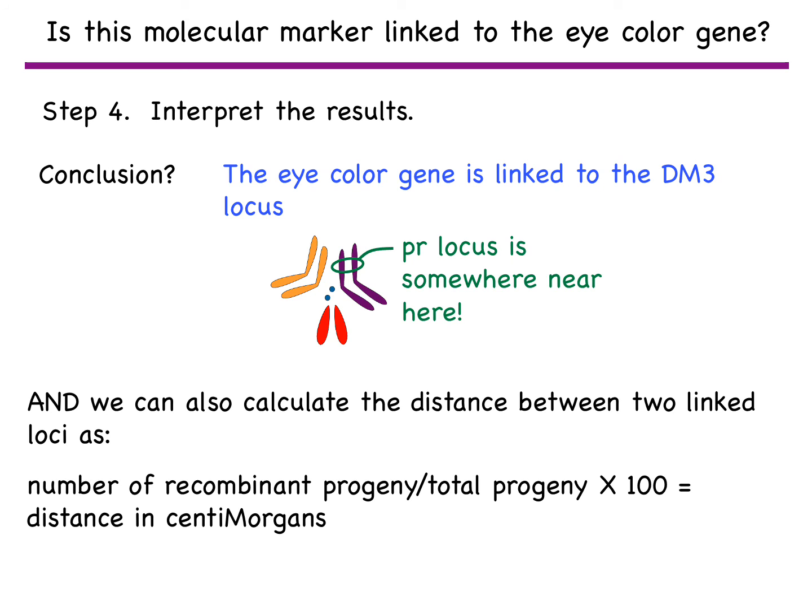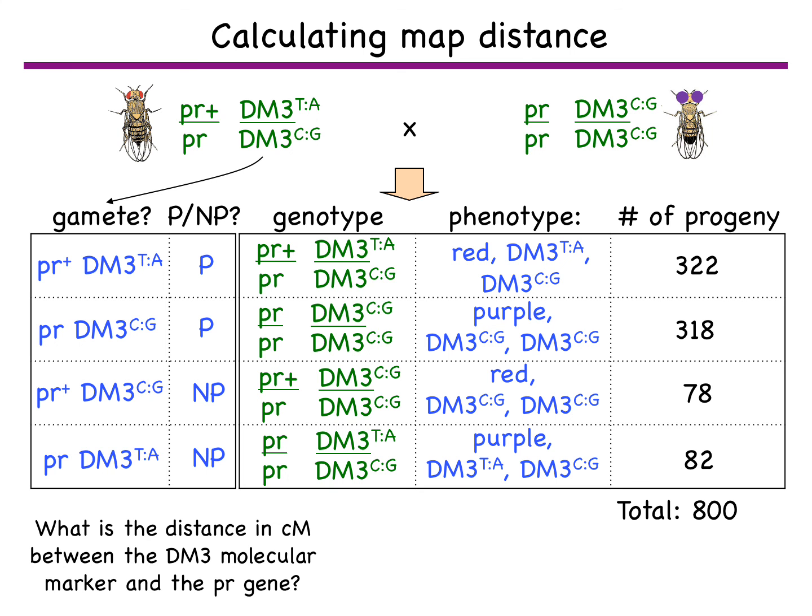And again, we've been through the logic of how you do this. You just count the number of recombinant progeny, divide that by the total number of progeny, multiply by 100, and that gives us the number of centimorgans away that the purple gene is from the DM3 locus. So if we do this for this example, what we see is that there's a total of 800 progeny from this cross, and of those 800 progeny, 78 plus 82 are the recombinants. And so when you do the math, it tells you that the purple gene must be about 20 centimorgans away from the DM3 locus. Okay, so that tells us that the DM3 locus and the purple gene are linked, and that the purple gene lies somewhere nearby to the DM3 locus.